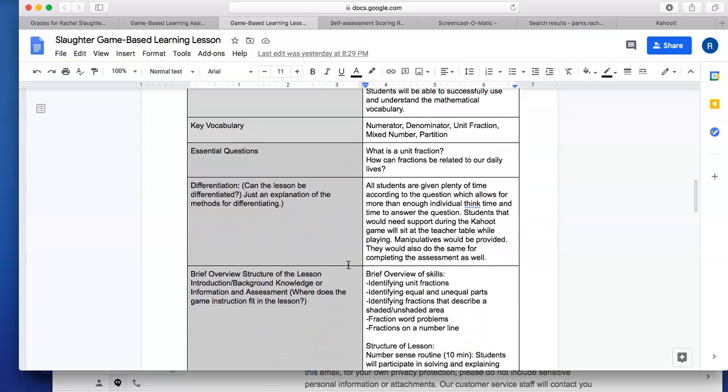All right, so some of the essential questions that I will be using are, what is a unit fraction and how can fractions be related to our daily lives? So just like earlier when we talked about fractions in the real world.